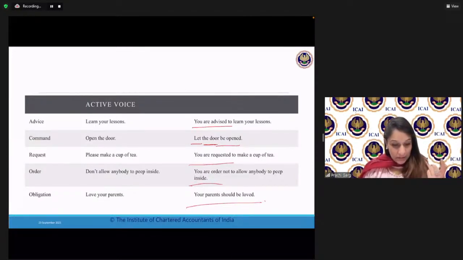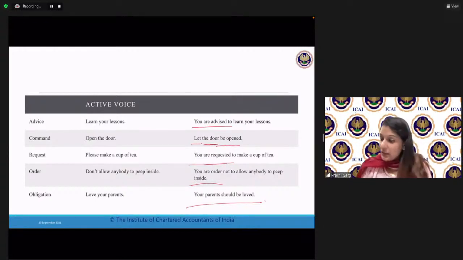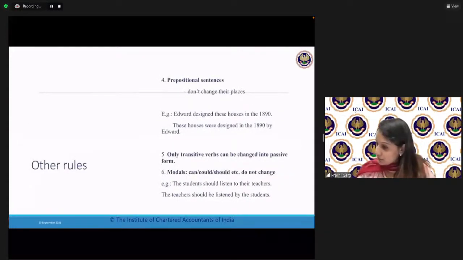Somebody asked me in the beginning about bring in the culprits. Bring in the culprits is actually a command, right? So you will add let, then culprits will come in front, just the way the door did. Let the culprits be, you will add be, then bring will change to brought, the third form of the verb, and in will remain in. Clear? Whoever asked me about bring the culprits in. Okay, with this, I think we are mostly done.